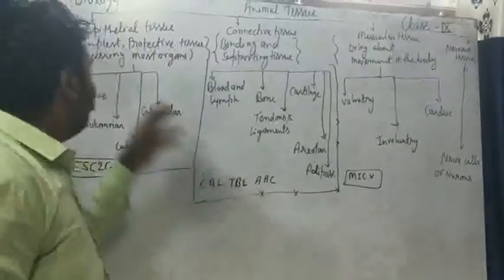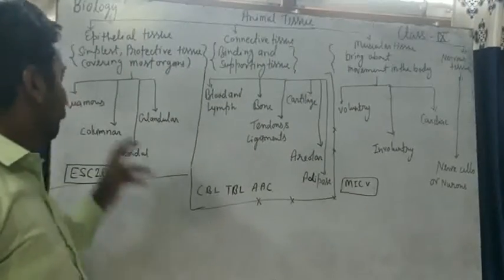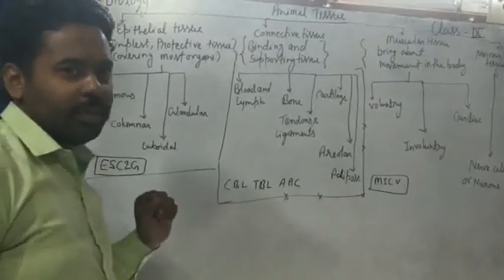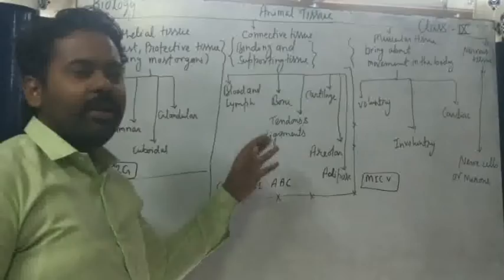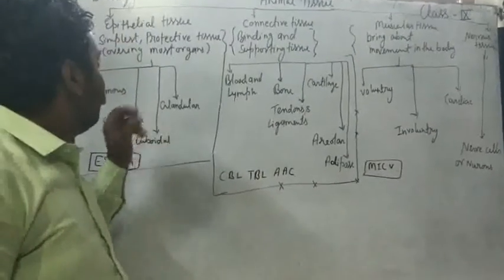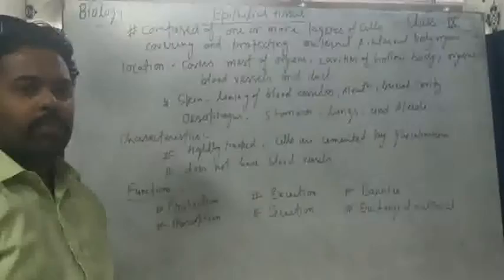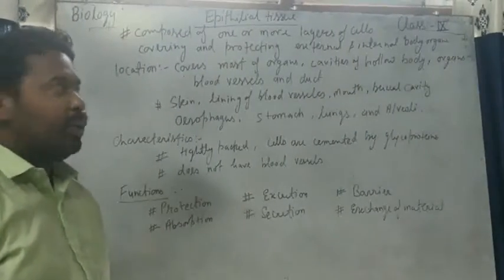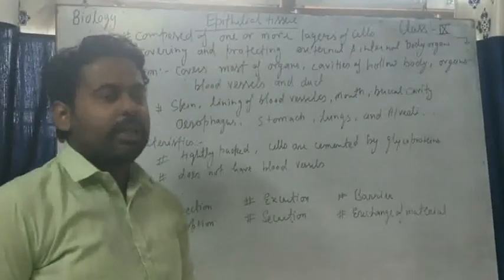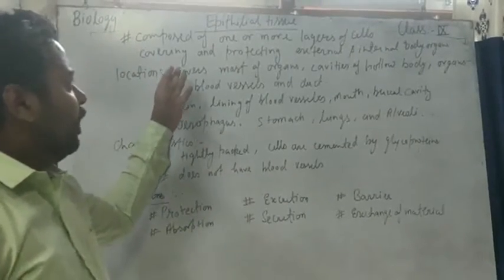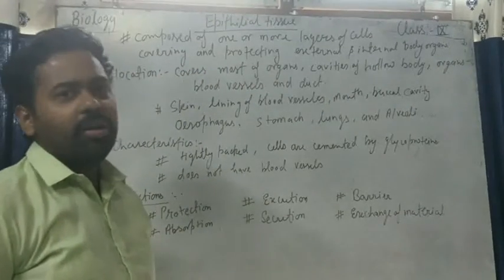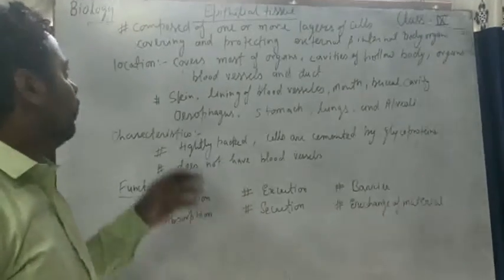Today you will learn only epithelial tissue. It means it covers squamous, columnar, cuboidal and glandular epithelial tissue. The next topics we will learn in our next classes. Okay, starting with our first, epithelial tissue. They are composed of one or more layers of cells, helping in covering and protecting external and internal body organs from outer injury.